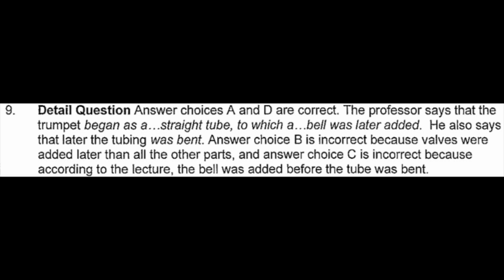Number 9. Answer choices A and D are correct. The professor says that the trumpet began as, quote, a straight tube to which a bell was later added. He then says that later the tubing was bent. Answer choice B is incorrect because the valves, that's the thing that you put your fingers on and press down, were added later than all the other parts. And answer choice C is incorrect because, according to the lecture, the bell was added before the tube was bent. Okay, that's number 9.